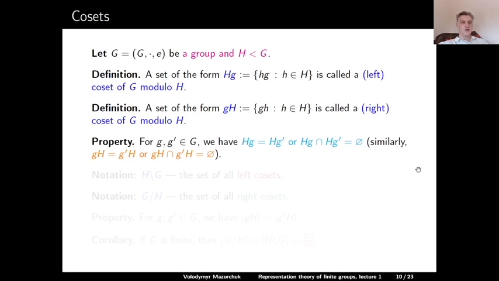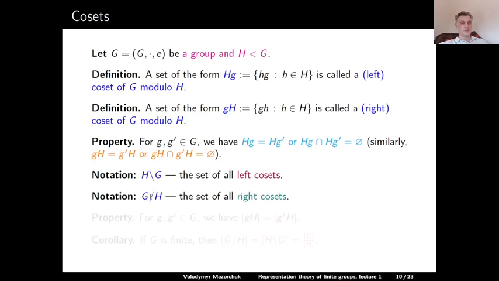The main property of the cosets is the following. If we have two elements g and g prime in G, then the corresponding cosets gH and g primeH either coincide or do not intersect. And similarly for the right cosets. The usual notation for the set of all left cosets is G modulo H on the left, and the usual notation for the set of all right cosets is G modulo H on the right.